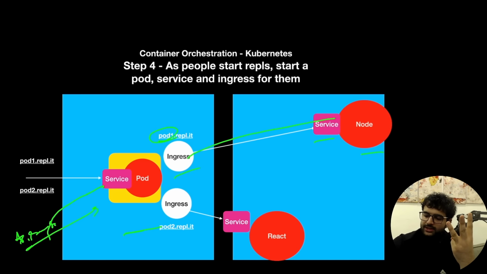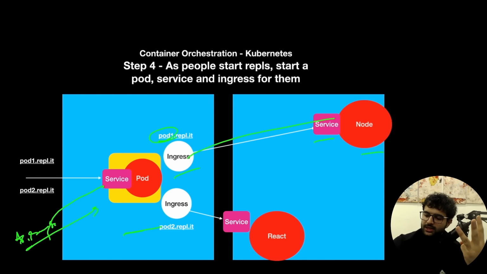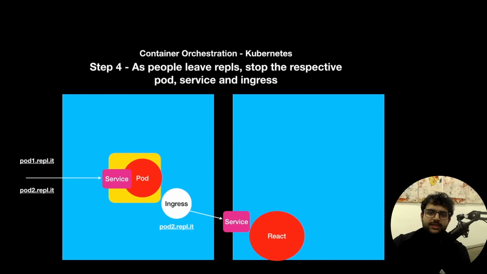The 4th step is, as people come to your Repls now, create 3 things for them: pod, service, and ingress. As people go away, so there was a single person, you started one, another person came, you started another, one person left, you stopped all the resources. You stopped their ingress, service, and pod. They are gone now. Whenever they come back, you can restart their ingress or create a fresh ingress, service, and pod. So that's how you create and destroy nodes.